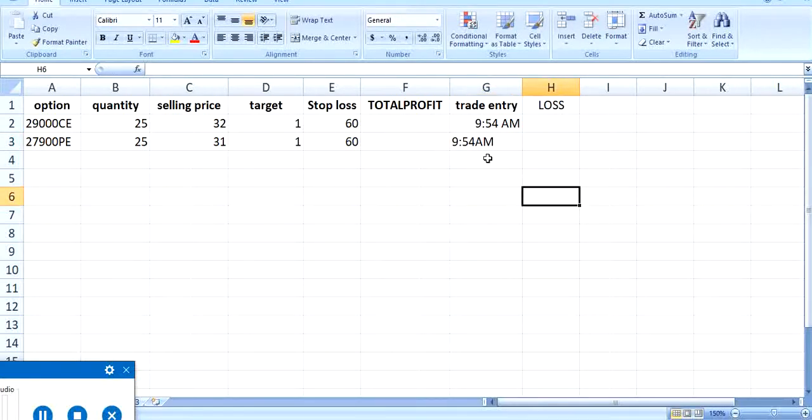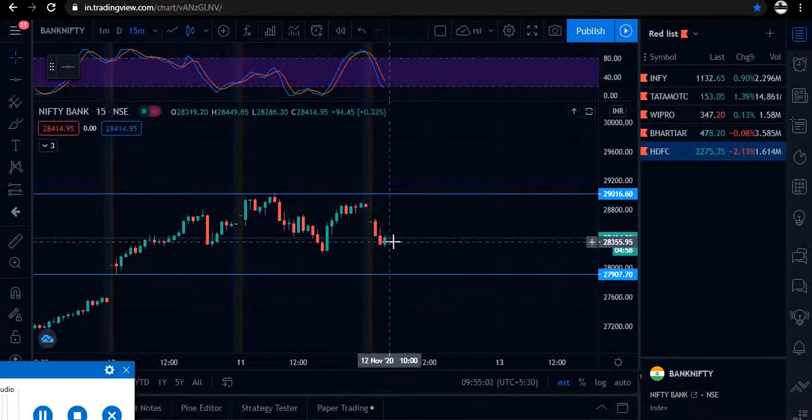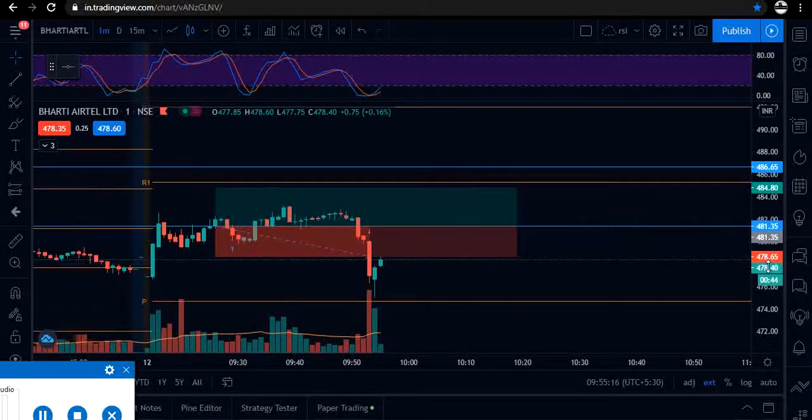So traders, we have taken our entry for the option selling, and this is now going on, and this is a chart of Bank Nifty. Till then, let's see what has happened in our Bharti Airtel trade.